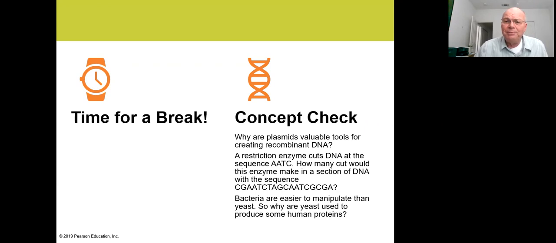So a restriction enzyme cuts DNA at the sequence AATC. How many cuts would this enzyme make in that sequence? Well, all we need to do is identify where that sequence occurs, and it occurs twice in this sequence. So there's number 1, and there's number 2. So it would cut twice.